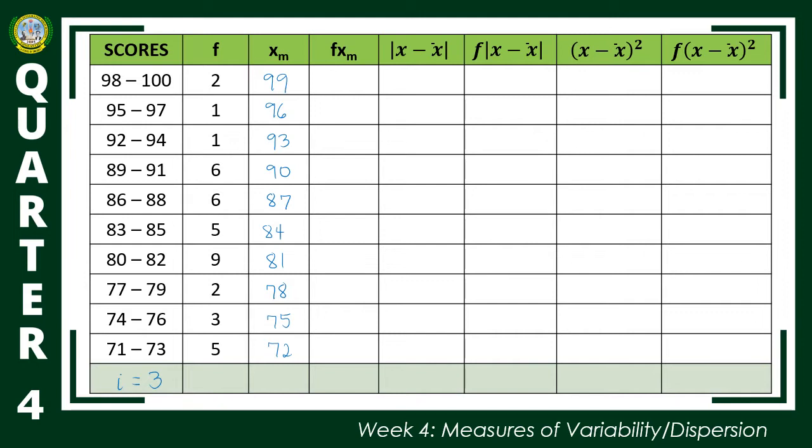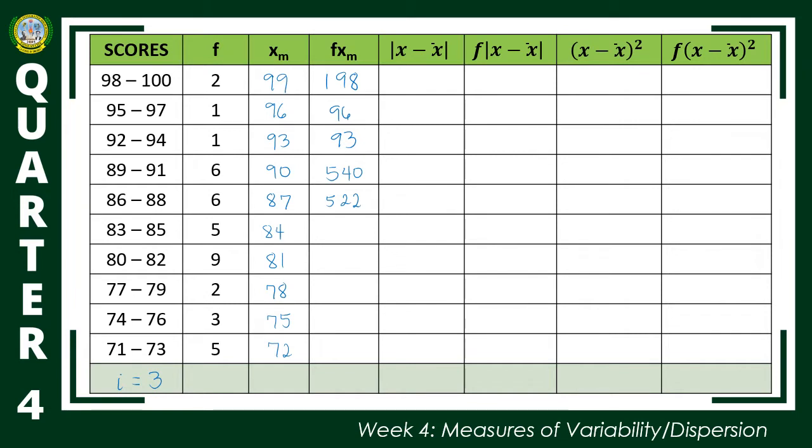Okay? So, after that, fx sub m means we are going to multiply f and x sub m. So, multiply natin. Gagamit syempre ako ng calculator dito. First is 2 times 99. 2 times 99 is 198. Next is 1 times 96, of course. 96 yon. 1 times 93 is 93. 6 times 90 is 540. And then 6 times 87 is 522.